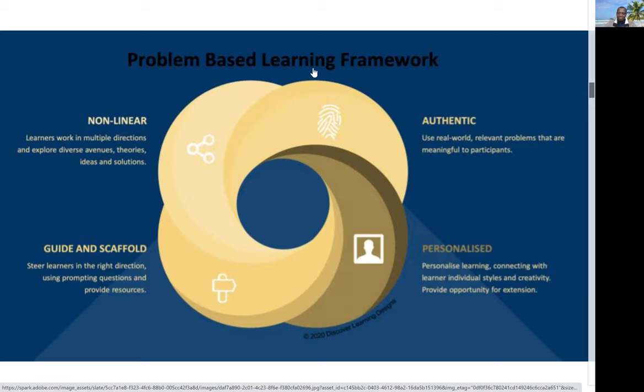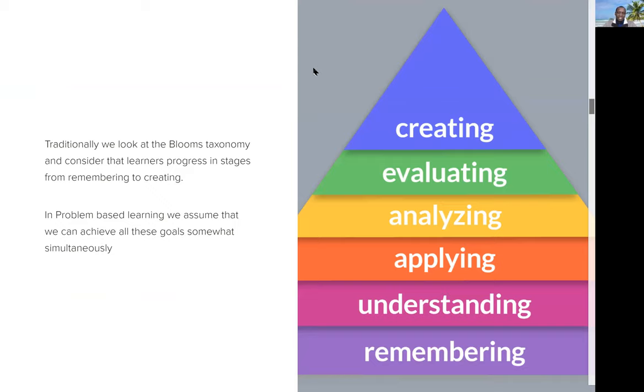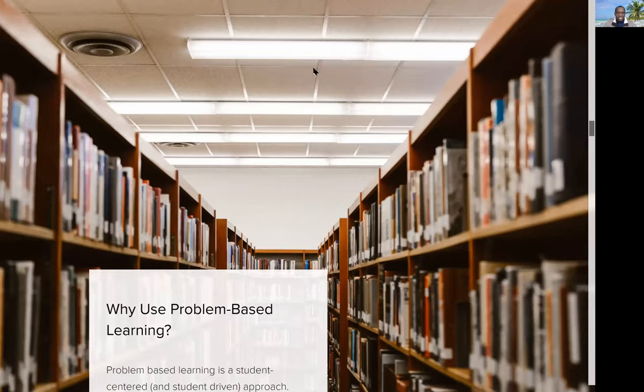So traditionally, we look at our learning process starting with remembering through to creating ideas. But with problem-based learning, it assumes that all these levels or themes can be learned simultaneously, depending on the urban issue that will be introduced. So instead of following a linear approach, it looks at learning from a multidimensional or multi-perspective. That is the difference between problem-based learning and the traditional way of learning that we are previously used to. Go to the next, please.